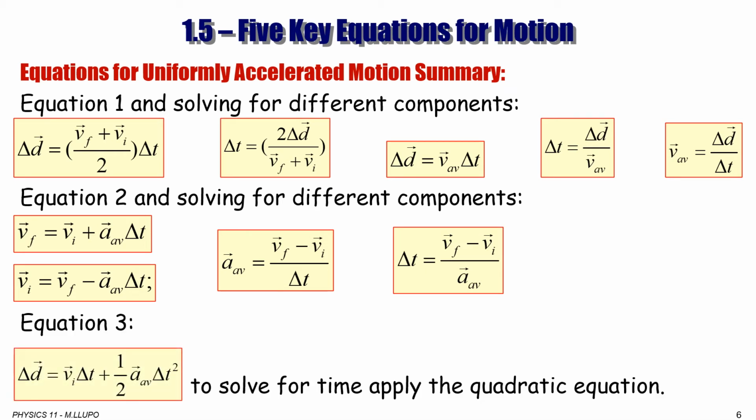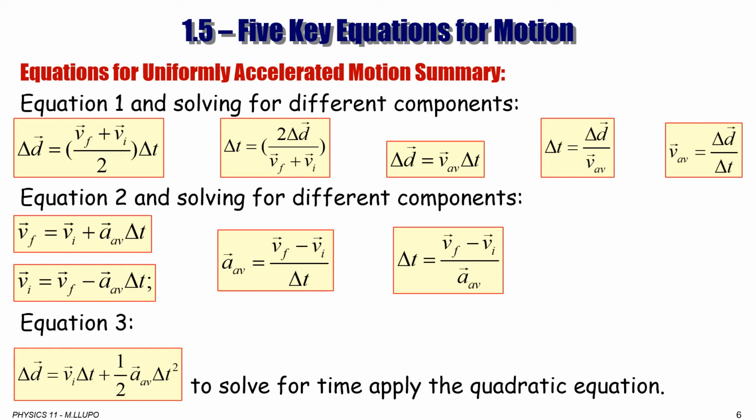Equation number 3 is delta D equal to V initial delta T plus half of the A average delta T squared. To solve for time, especially for projectile motion that we're going to learn in chapter 2, you can use the quadratic equation: minus b plus or minus the square root of b squared minus 4ac, divided by 2a. That is the equation to solve for time in a projectile motion.